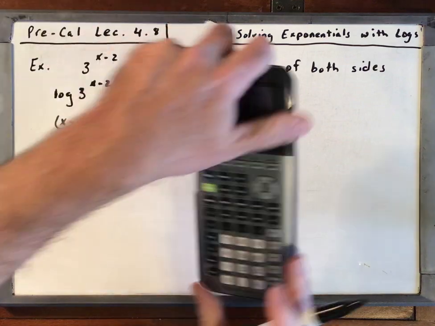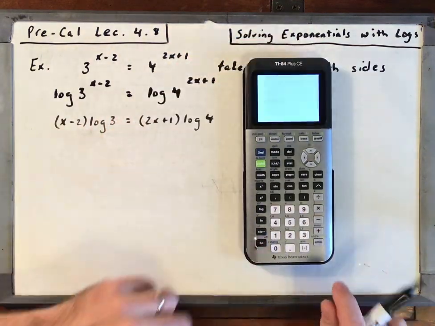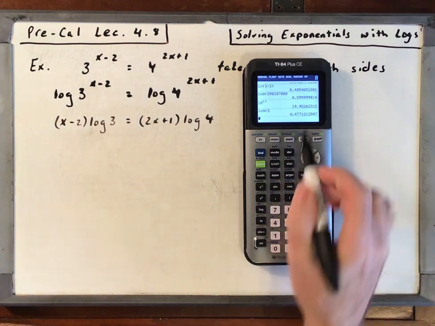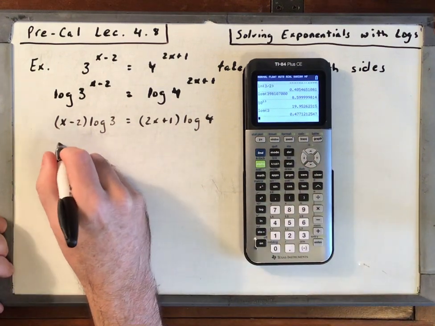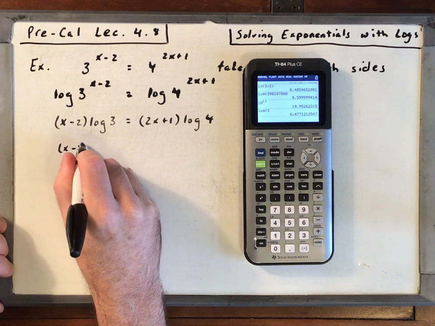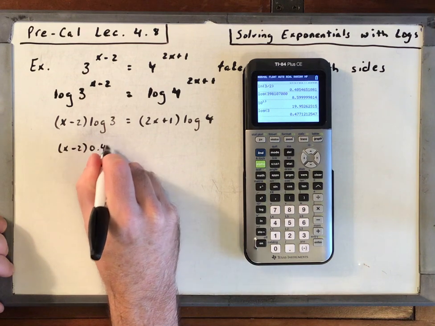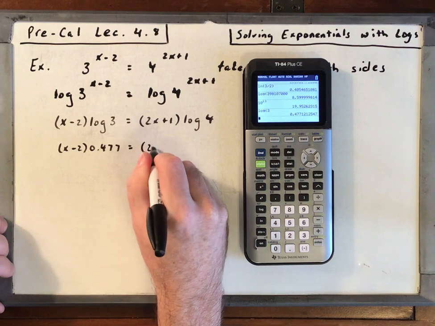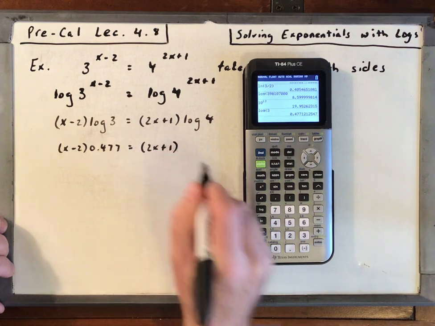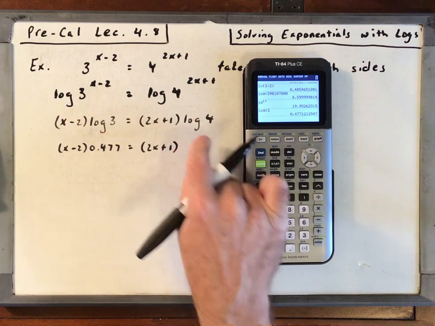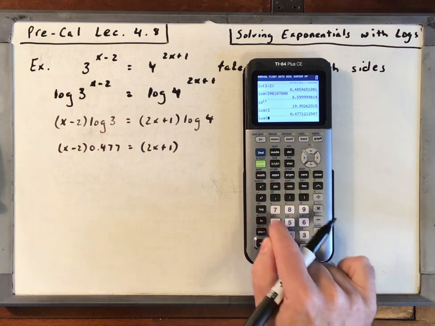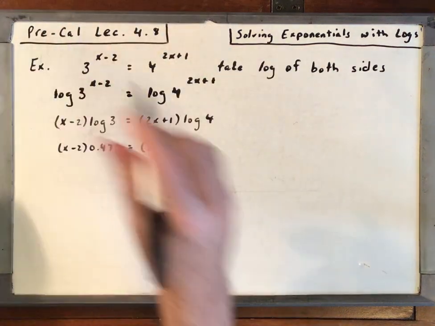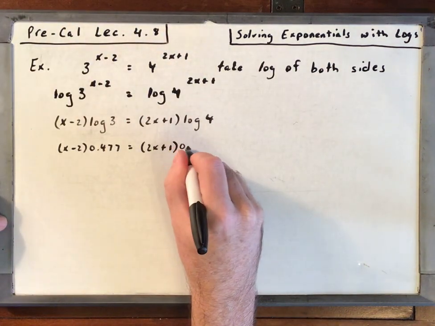We'll just put it in our calculator. It's going to be a decimal. All right, log 3 is 0.477. So what I've got here is x minus 2 times 0.477. And then log base 10 of 4 is also just a number you can put in your calculator. So log 4 is 0.602. So we want to take it out at least 3 decimal places.